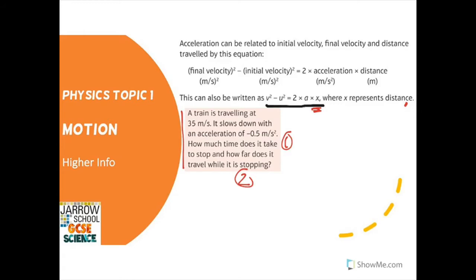Okay, so the first thing we're going to do is how long does it take for that train to stop. So it was going at 35 meters a second. Each second it's slowing down by 0.5 meters per second. So it's going to take 70 seconds for it to stop.